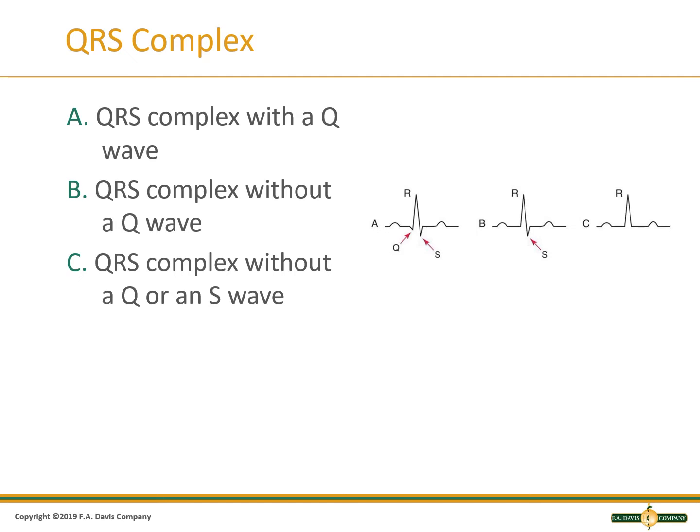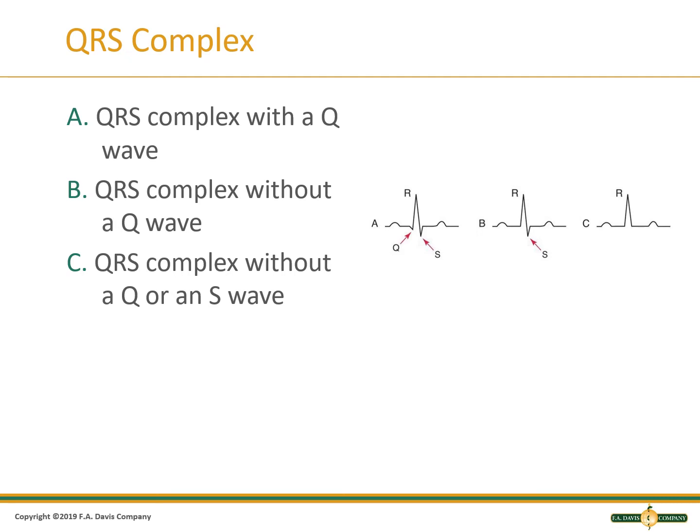If only R and S are present, then measure from the beginning of the R to the end of S. If only R is present, measure from the beginning of R to the end of R. Normal QRS interval is 0.06 to 0.10 seconds, which is roughly 1.5 to 2.5 small squares.